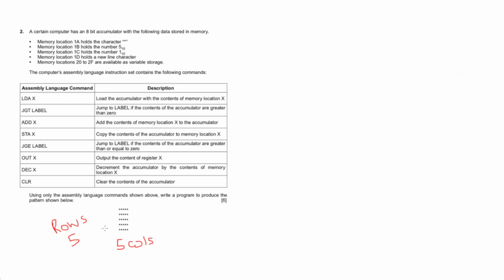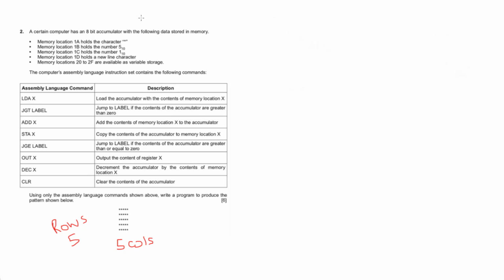I'll put cols. Now the first thing I'm trying to think of in assembly language is, can I produce some kind of iteration to produce one row? One row of 5 stars. Can I produce that in assembly language? Well, they've given us the number 5 in 1B. They've given us an asterisk. They've given us the number 1 and a new line. So new line is to get onto a new row. The 1, I assume, is to increment or decrement, but I don't know. We'll see about that in a minute.